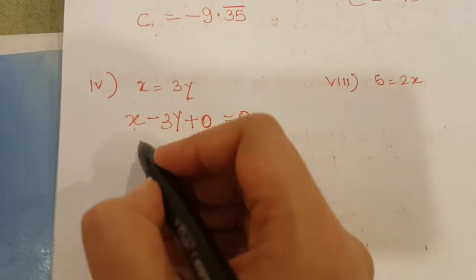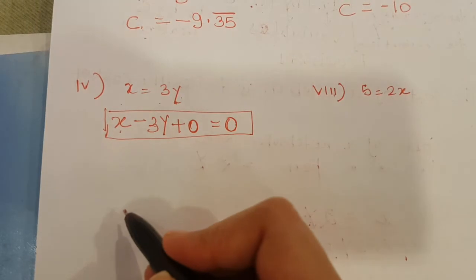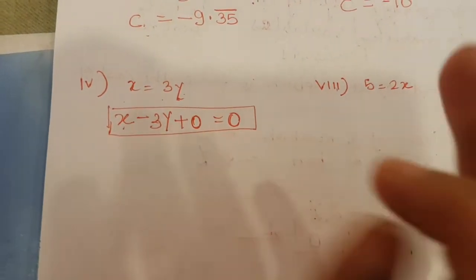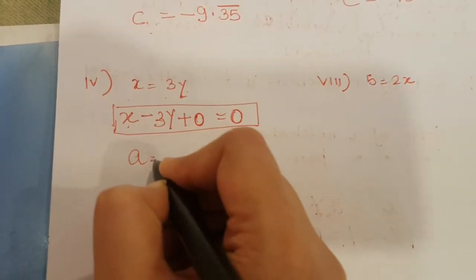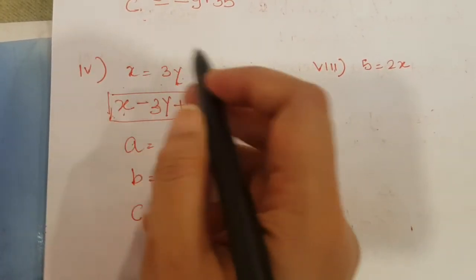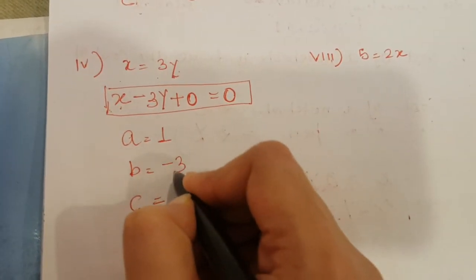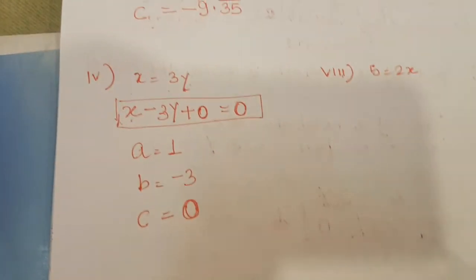So this is the standard form. This is your standard form, of which equation? x equal to 3y. Fine. Now write the values of a, b and c. What is the value of a? Remove x, so what is left? 1. Remove y, what is left? -3. And c value is 0. That's it.